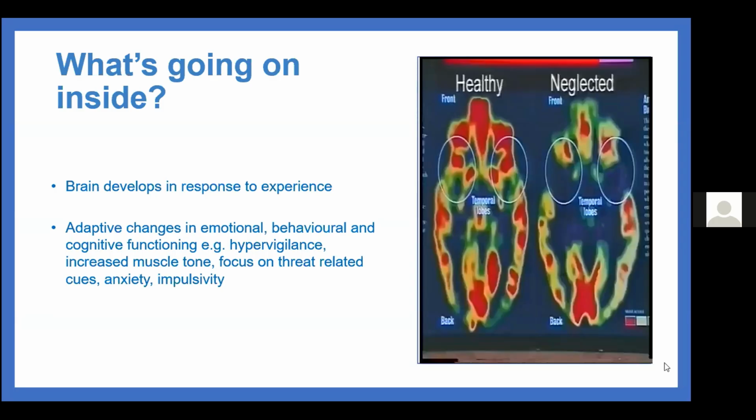Okay, we spoke a little bit earlier about the fact that we're now able to use brain scans and imaging to think about the impact of attachment on children's development. And so this slide is just a further reflection on that, really. And it's showing us a little bit more about what is going on inside a child's brain. So we know that the brain is use dependent and develops in response to the experiences that we have.